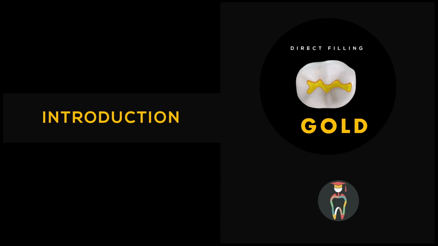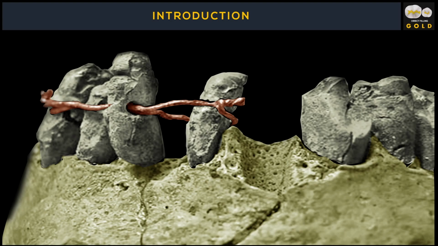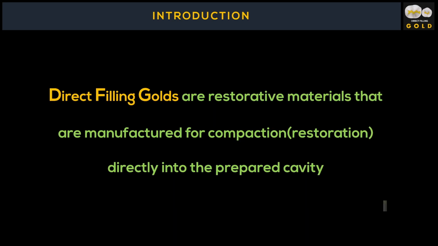Gold is a material which has been used in dentistry as long as the history of dentistry goes. It is one of the oldest materials, and has a lot of applications in dentistry. There are two types of gold which are used in dentistry. One is the cast gold and the other is the direct filling gold. In this presentation, we are not going to discuss cast gold restorations and we will be discussing only direct filling gold restorations.